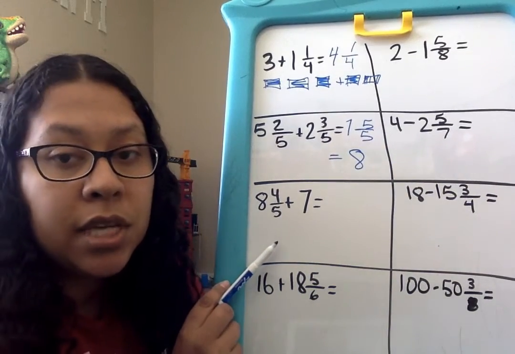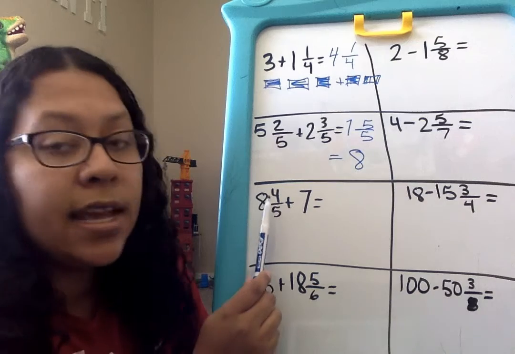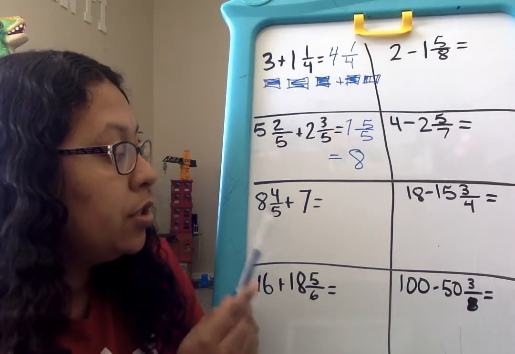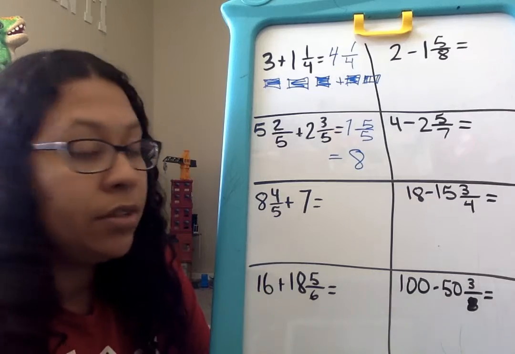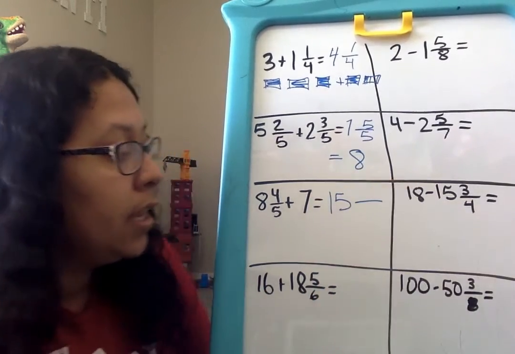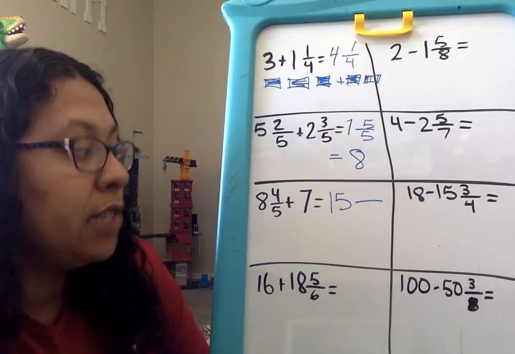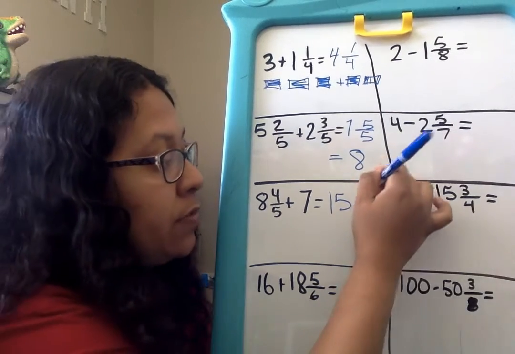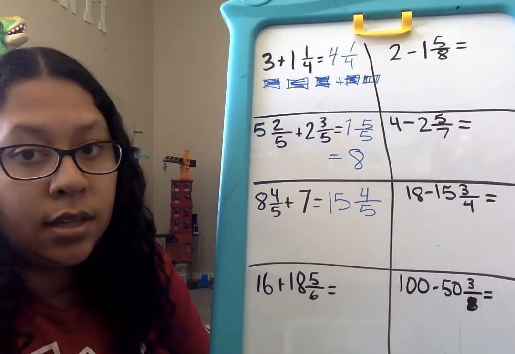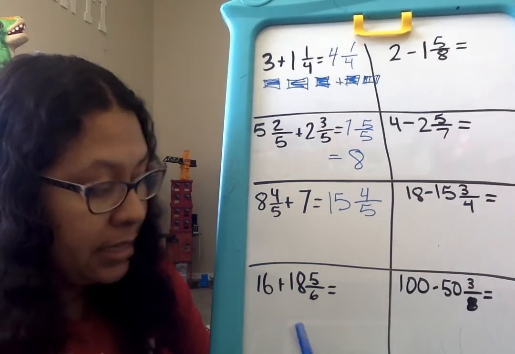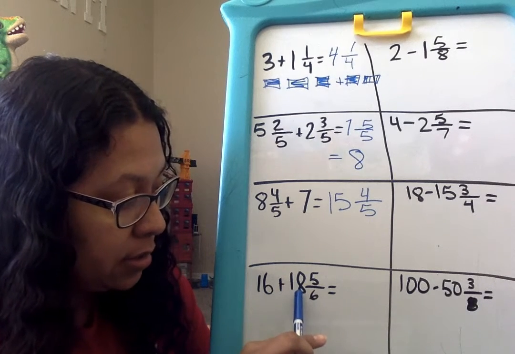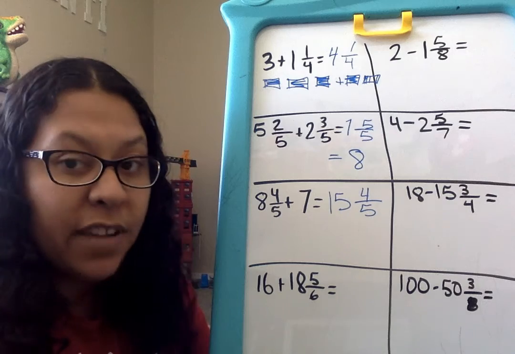Okay, so now let's do E. 8 and 4/5 plus 7 wholes. So we can do 8 plus 7, which is 15. And then 15 plus 4/5, which gives us 15 and 4/5. Okay. Well, the next one, I'm going to let you do it. So you have 16 plus 18, and then add 5/6.